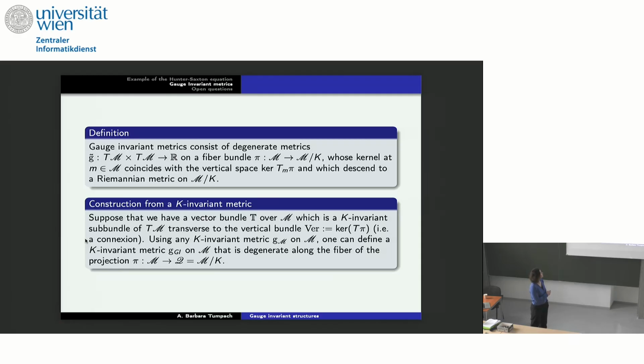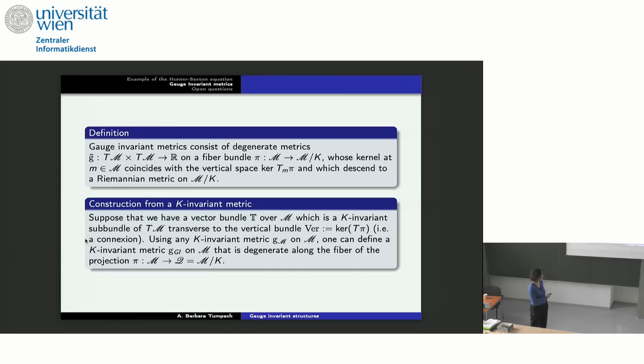Well, there are many ways, but one way is, if you are lucky, you can have a vector bundle. I call it T because it's transversal. It's a transversal vector bundle. It's transversal to the kernel of the projection, which is called the vertical space.